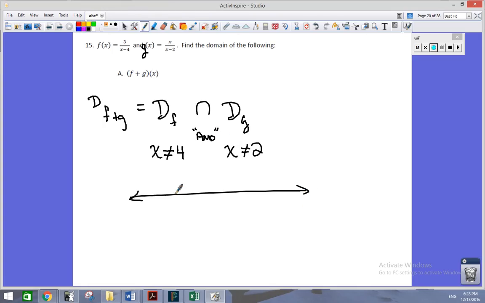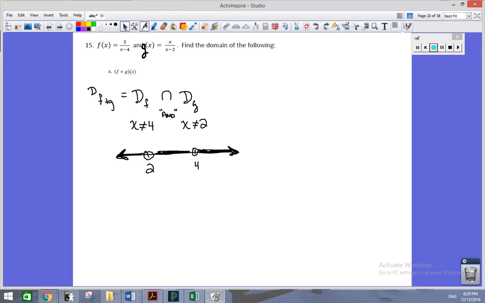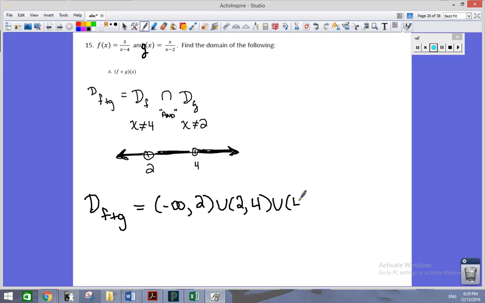If I draw a quick number line, 2 is less than 4. Those are the only two values that cause division by 0. I don't have to throw out any other real number. So I want to describe this infinite set of numbers. It's almost the entire number line. It just excludes two values. So the domain of f plus g in interval notation is from negative infinity to positive 2, excluding positive 2, to 4, excluding 4, and 4 to positive infinity.